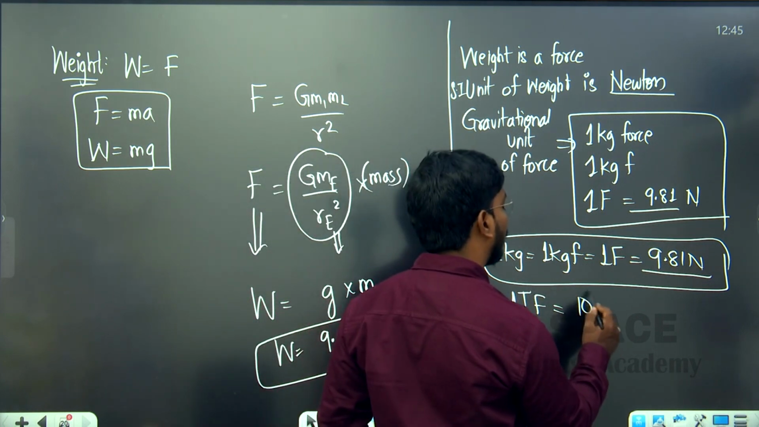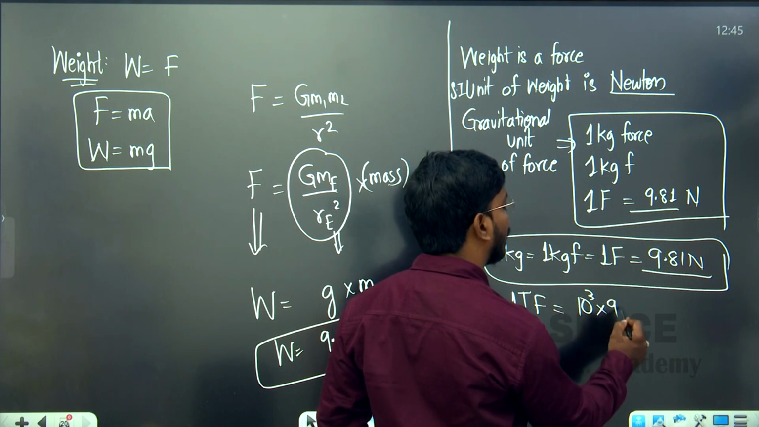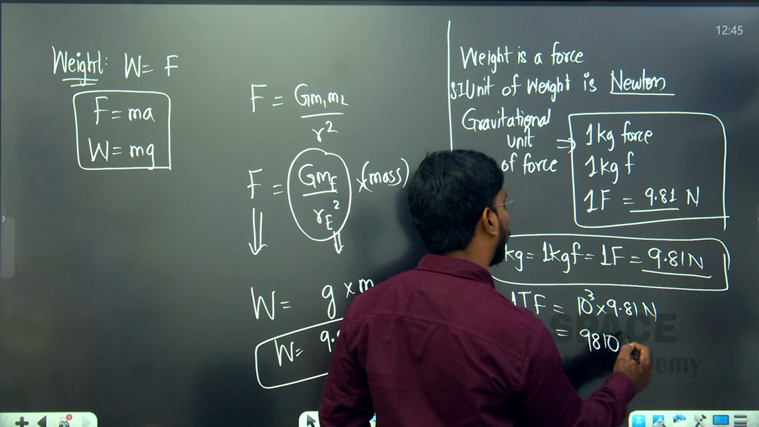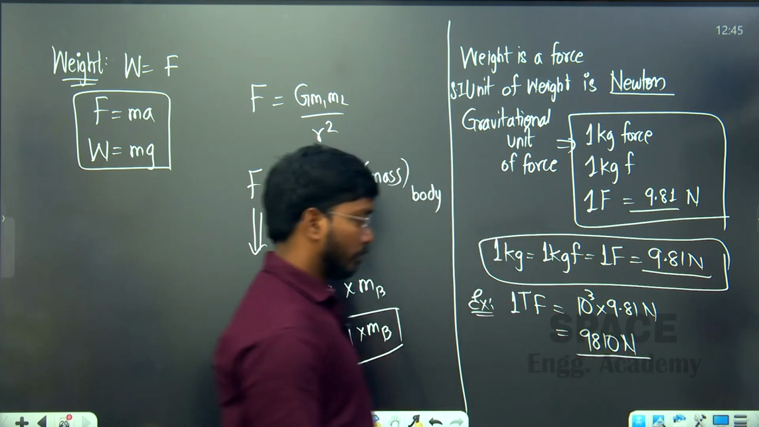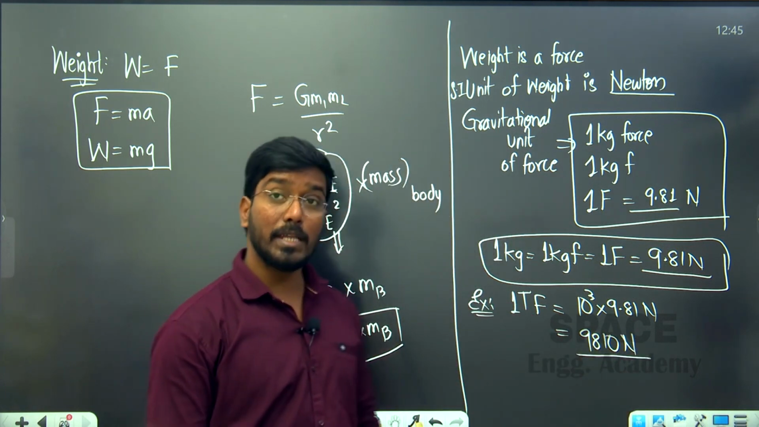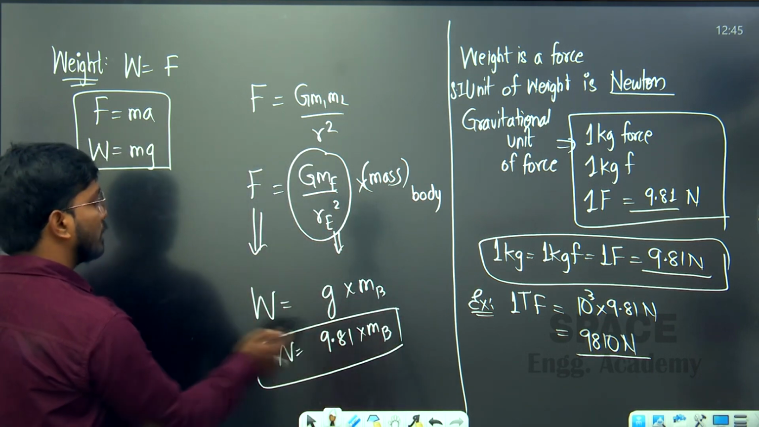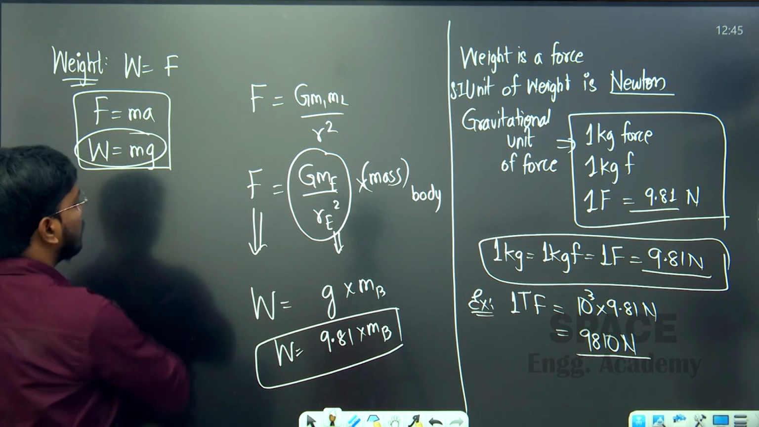Ton indicates what? 10 cube. This F indicates what? 9.81 newton. So it can be written as 9810 newtons. So this is all about the weight that we need to memorize. What is the formula for weight here? Weight is equal to mass times gravity. Weight equals mass times gravity.